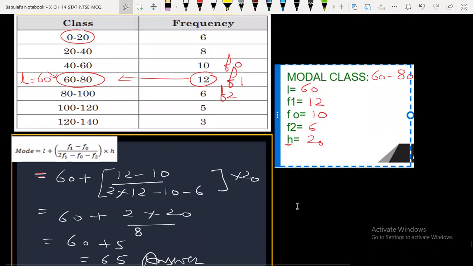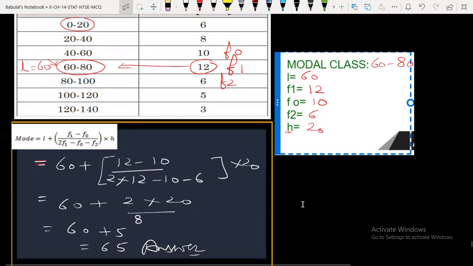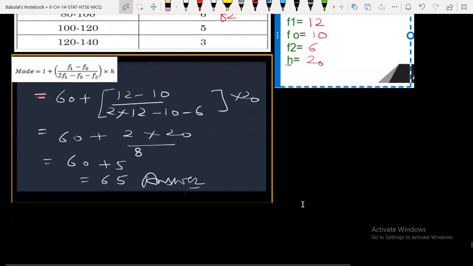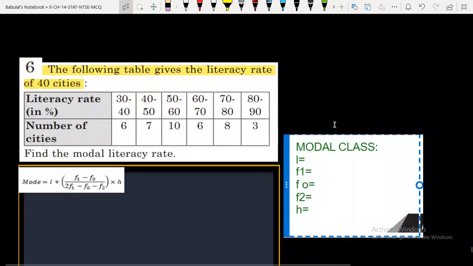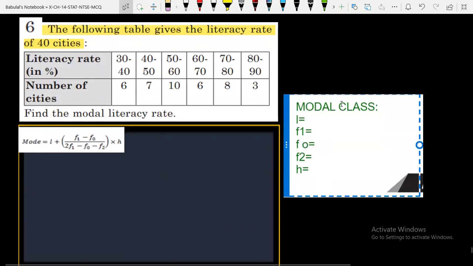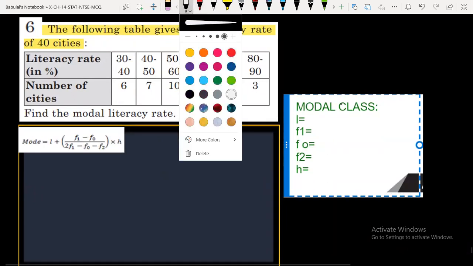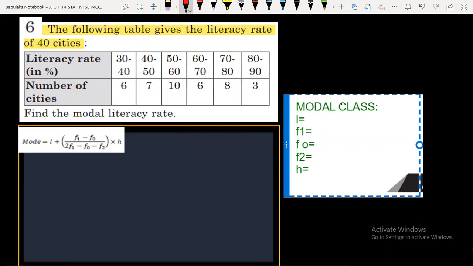Okay, got it? We are taking one more example for you to find out the mode of the given data. And this is the next question for you. First of all, we have to check whether the class interval is continuous or not. Yes, the class interval is continuous. So we need not make it continuous.